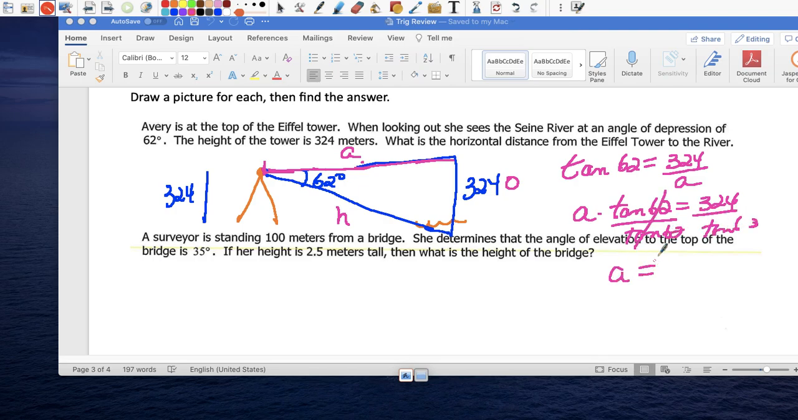And adjacent equals 324 divided by tan of 62. That's going to give us that the distance from the tower is 172.27 meters. Okay.